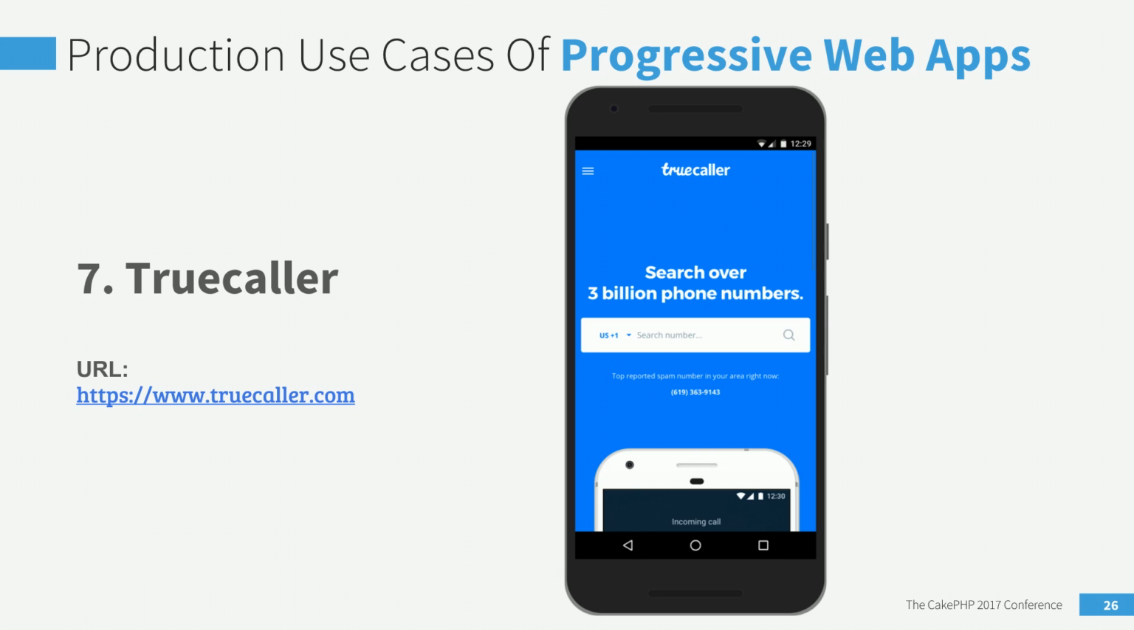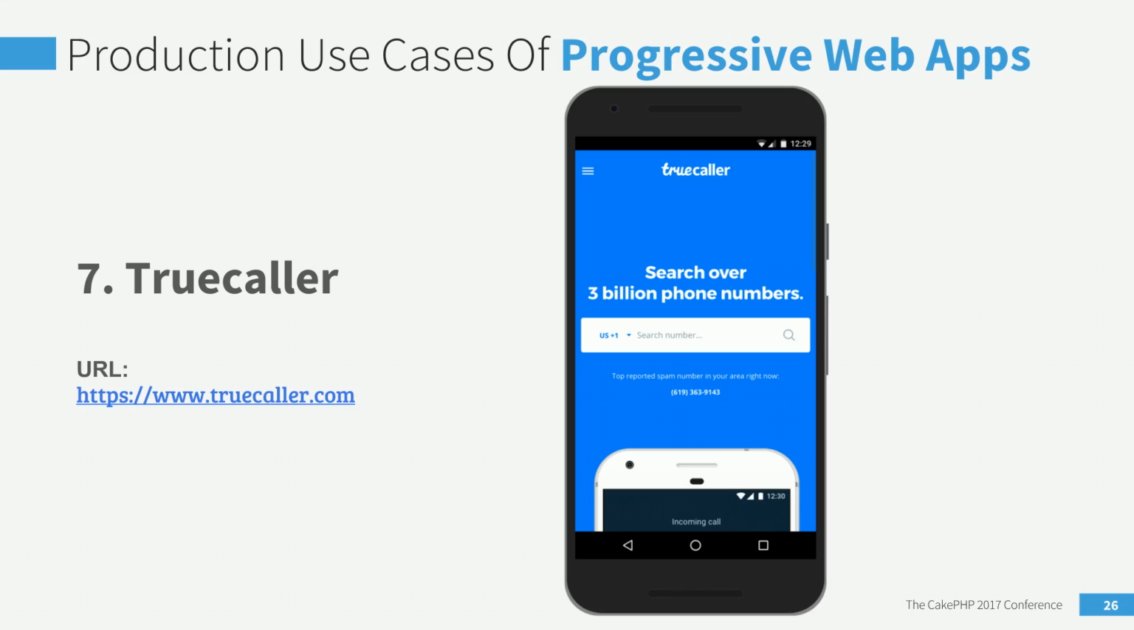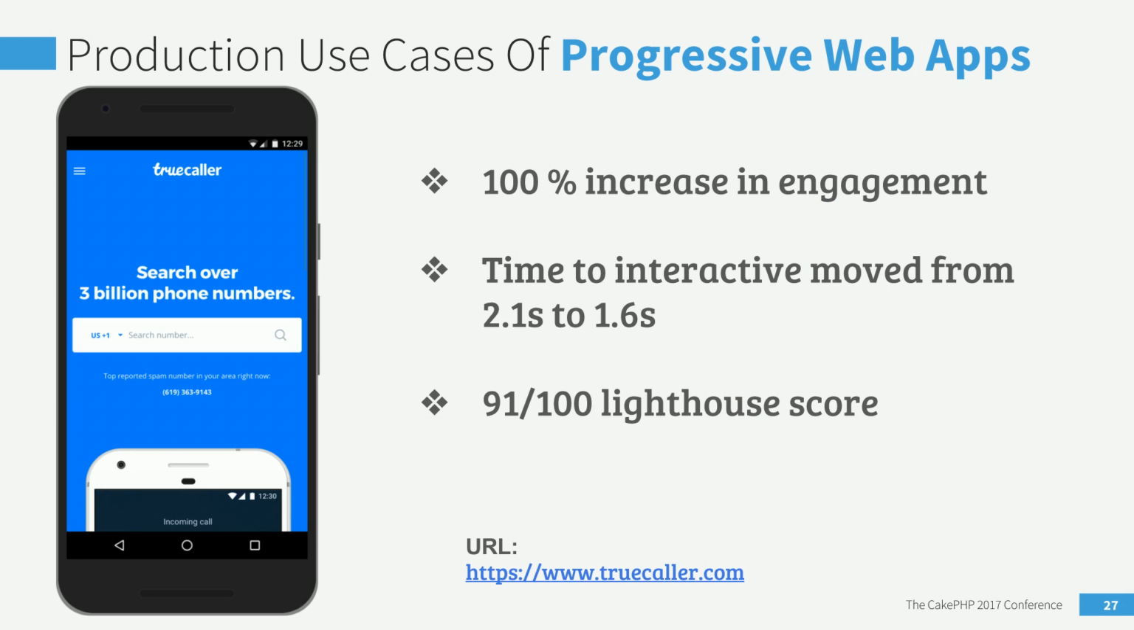Truecaller, all of us know Truecaller. How many of you use Truecaller? I use Truecaller all the time. Yeah, Truecaller too did the same thing. Truecaller is the largest phone directory with over 3 billion numbers. They rewrote their website and made it a progressive web app. And they got a 100% increase in engagement. So it was easier for people to search for phone numbers. It was easier for people to add to Truecaller.